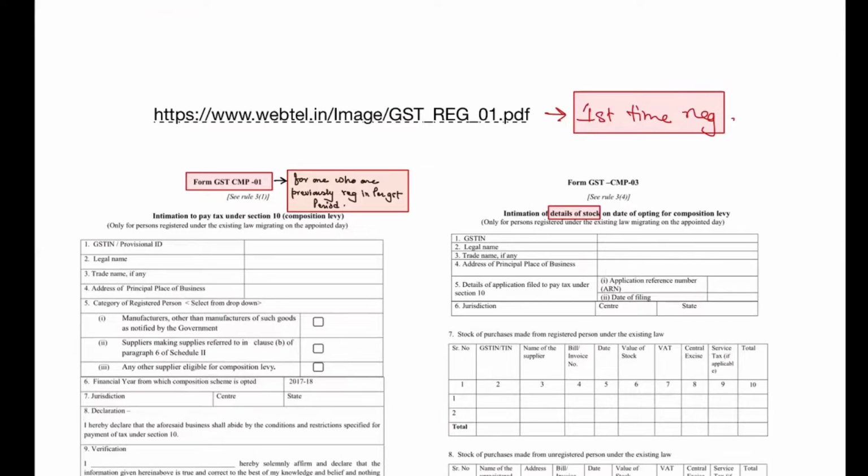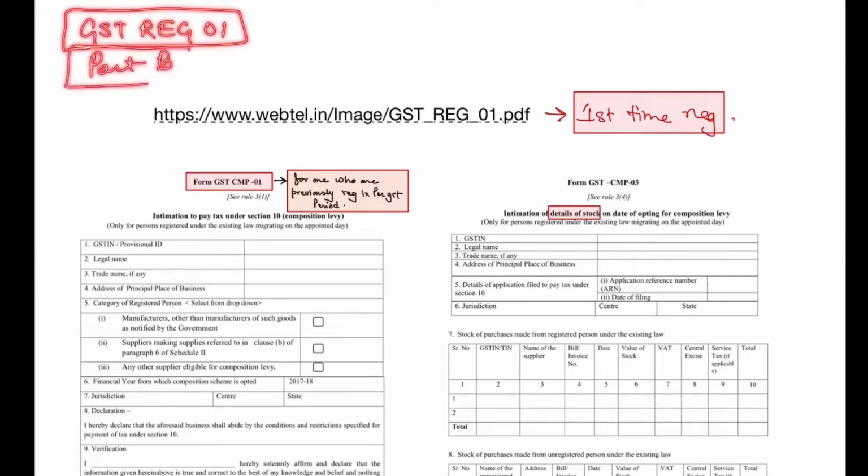So what will work for them? They will go directly to GST registration. There is a form, registration one, which a person files the first time when he's getting registered. There is a Part B, and there it is mentioned whether you want to get registered under the composition scheme or not. Correct. I'll show you right now.